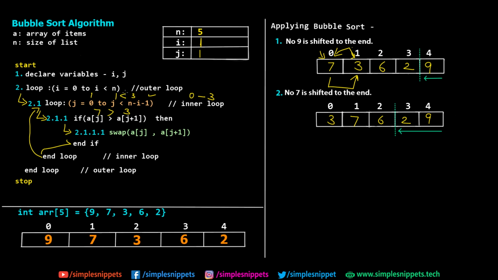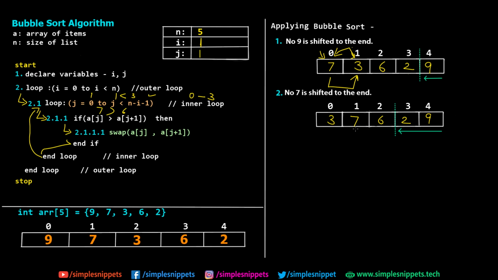This will help you in dry running. Now again we will check if a of j. So what is a of j? That is a of 1. You can see from the diagram it is 7. Is 7 greater than j plus 1? That is 1 plus 1, a of 2. The value is 6. Is 7 greater than 6? Yes. So then we have to again do the swapping.